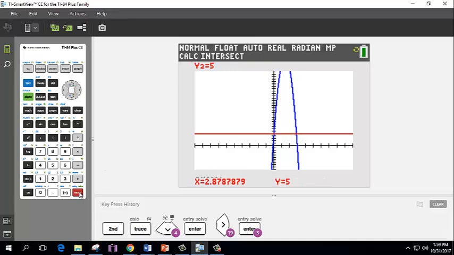1, 2, 3. And the calculator gives you at 2.83 seconds, or 2.835 seconds, your height is going to be 5 feet. So your x value, 2.835 seconds, is your answer. That's how long the baton is in the air. It's from 0 to 2.835 seconds, done.